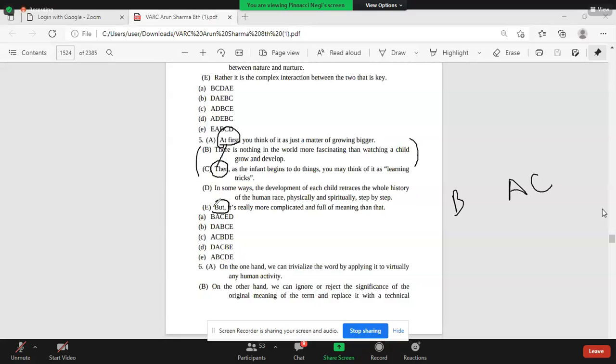अच्छा, E के लिए भी आप ढूंढ सकते हैं कोई pair, because it begins with a but. ये किस में contrast कर रहे हैं, but it's really more complicated and full of meaning than that, right?